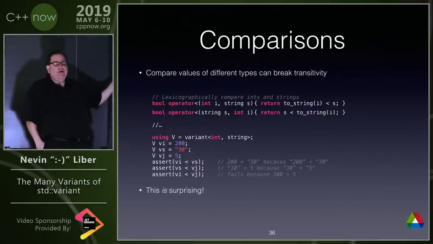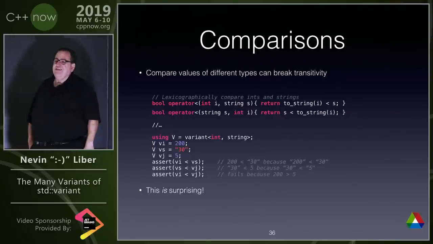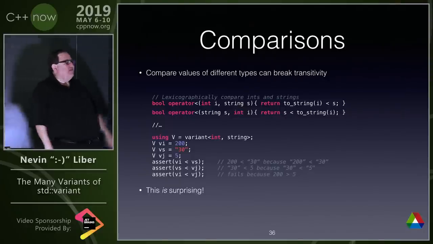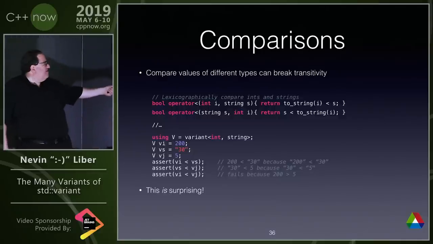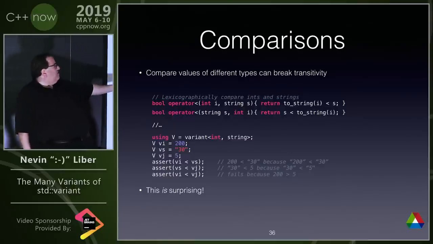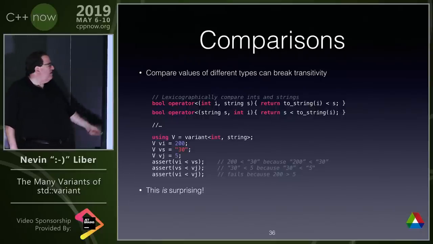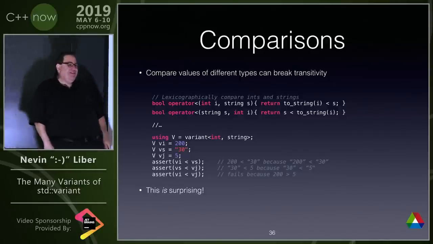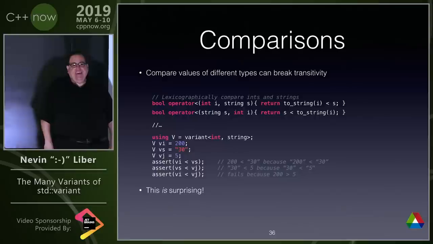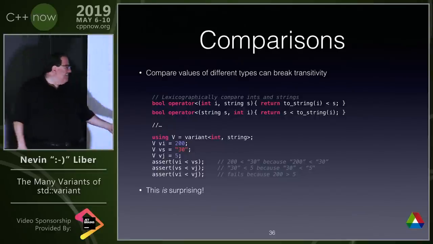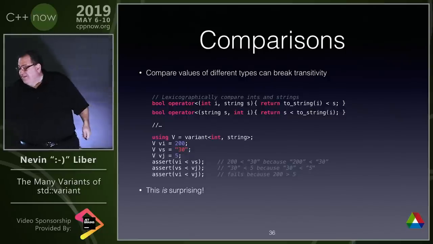And more importantly, comparing values of different types can break transitivity. So let's say I have an int and a string. I'm going to define these operators to do lexical comparisons. So I have 200, the string 30, and 5. So 200 is less than the string 30, lexically, because 2 is less than 3. It's the first character, right? 30 is less than 5, because 3 is less than 5. But unfortunately, 200 is not less than 5. And while the C++ committee likes to do things, I don't think we can change the fundamentals of math. So this is a surprising result.